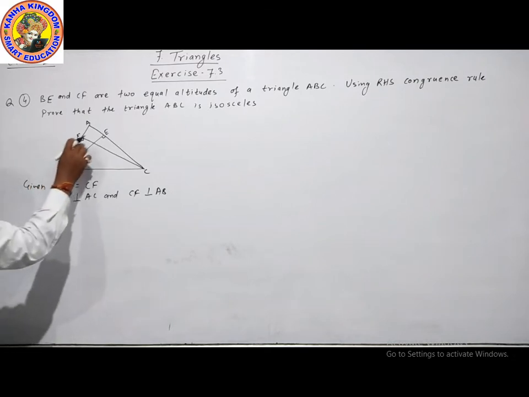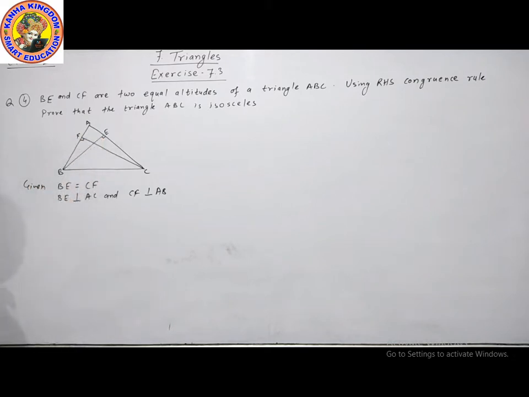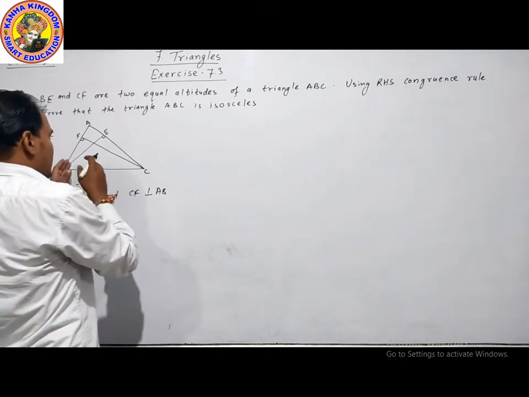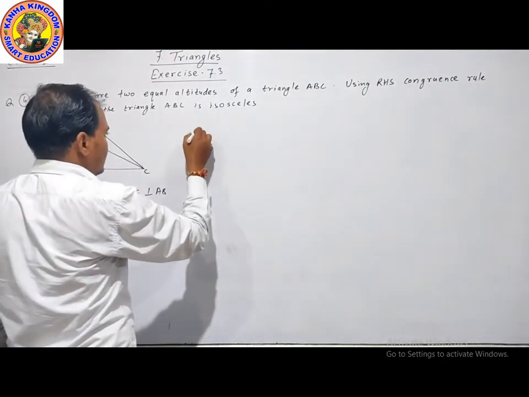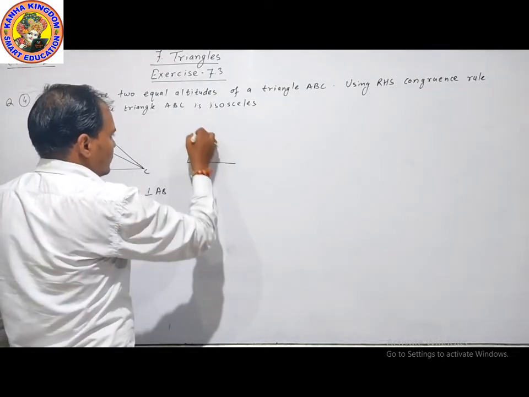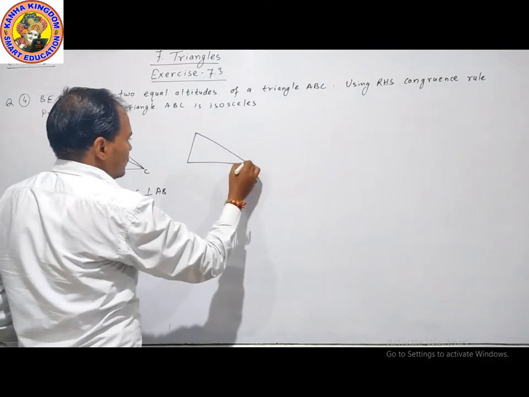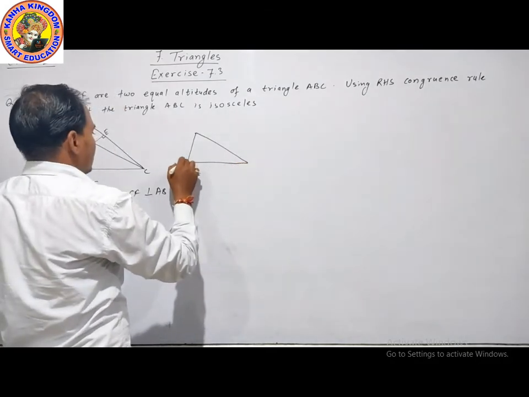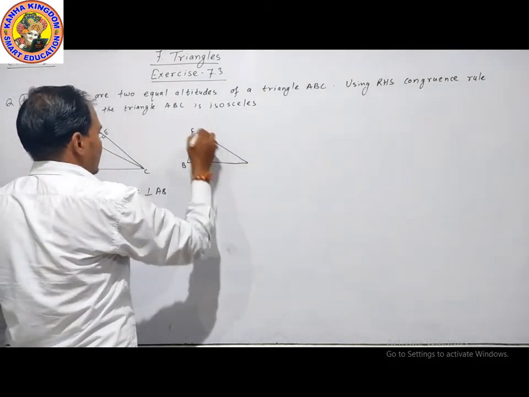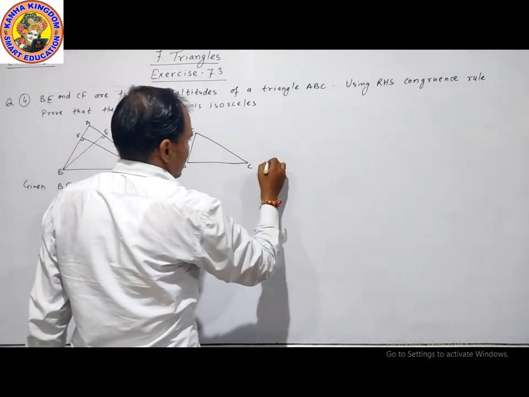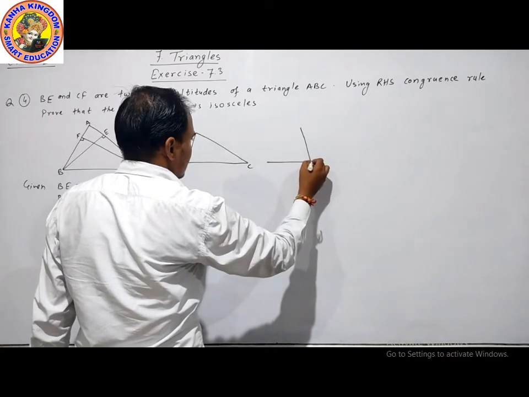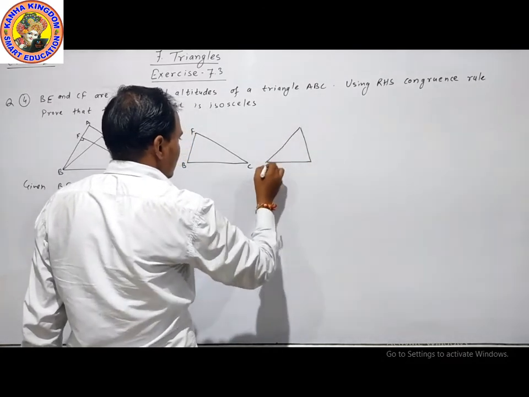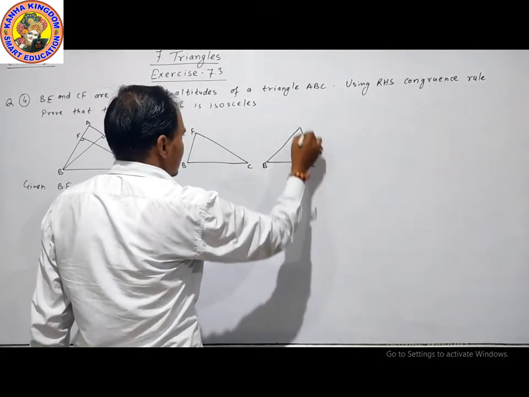So these are our two triangles we take out from this part of the question. We will take them out of this figure. This is our BFC and this is our BCE.